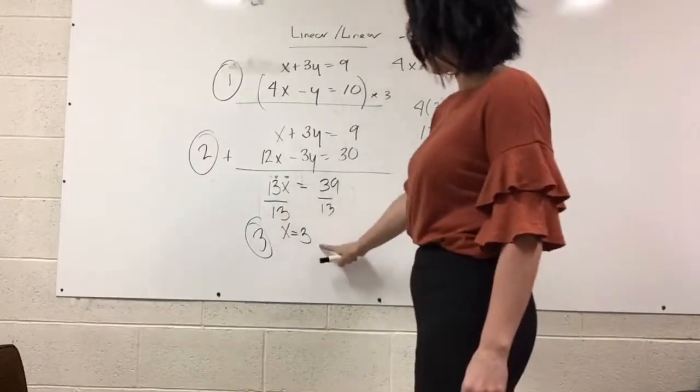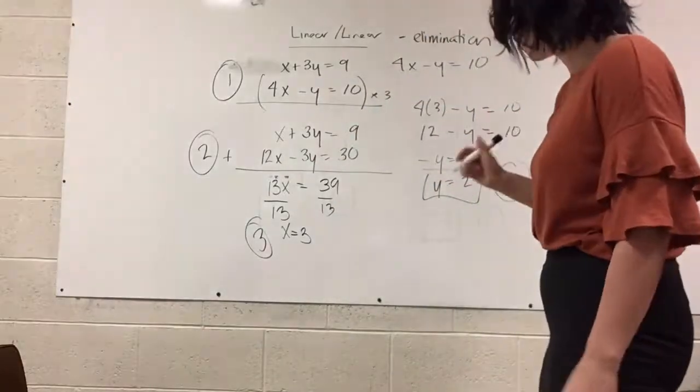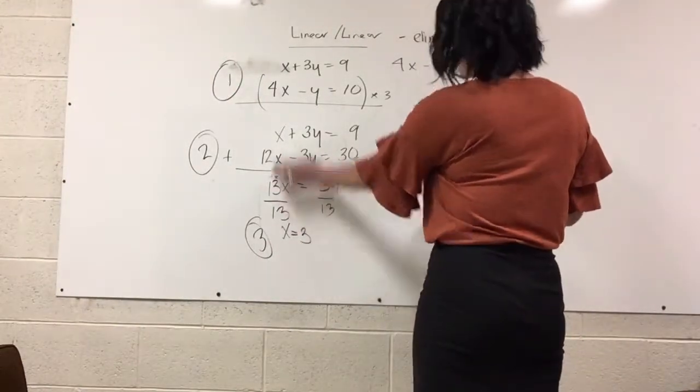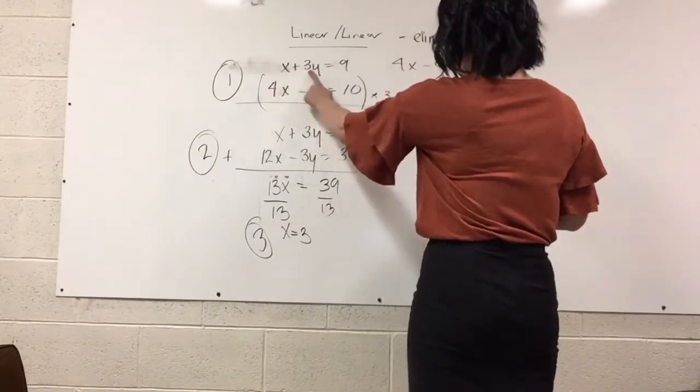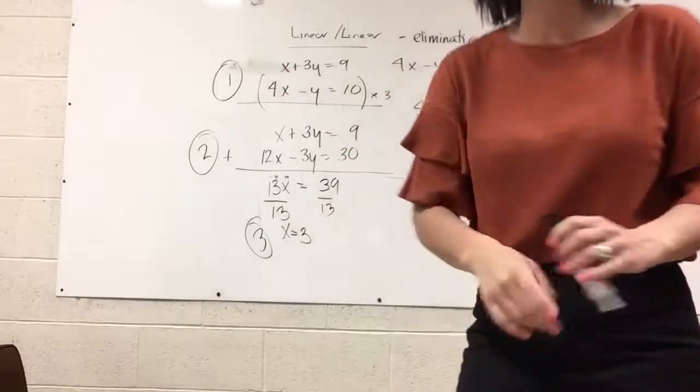I take the variable I have and I plug it back in one of the two equations. Does not matter which one you do. And I always check my work. So if this is true, if I plug 3 and 2 in here, I should get 9. So 3 plus 6 is 9. So I checked it. I'm feeling good about things. That's the elimination method.